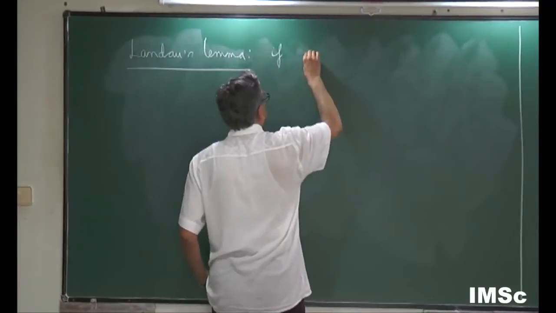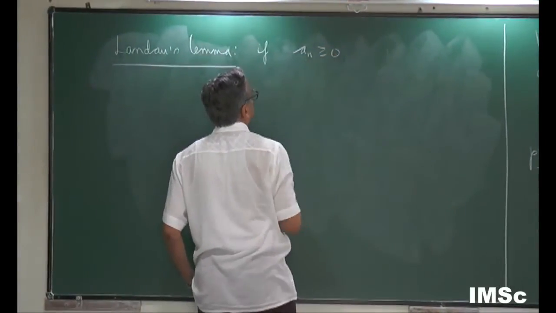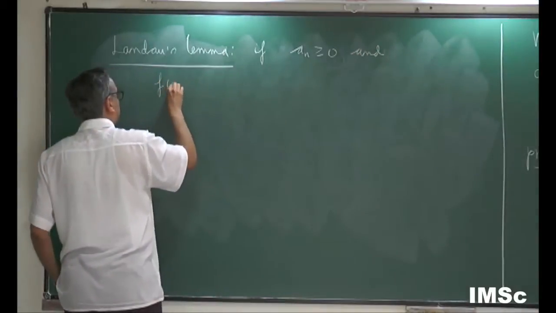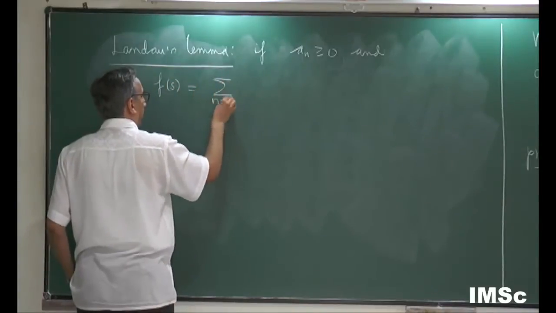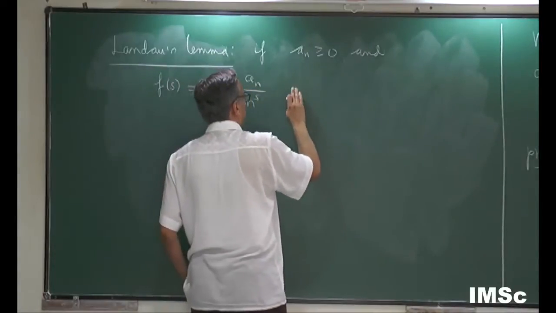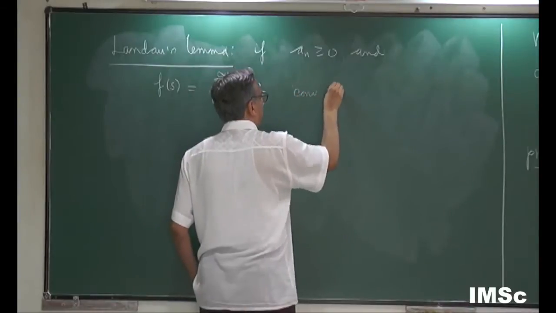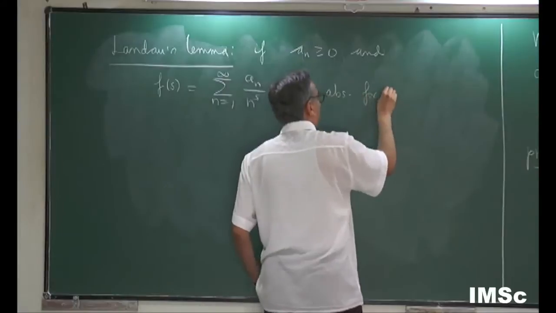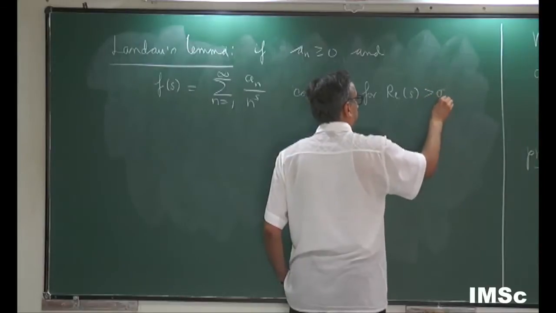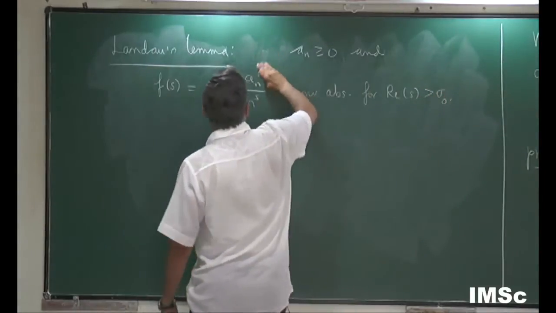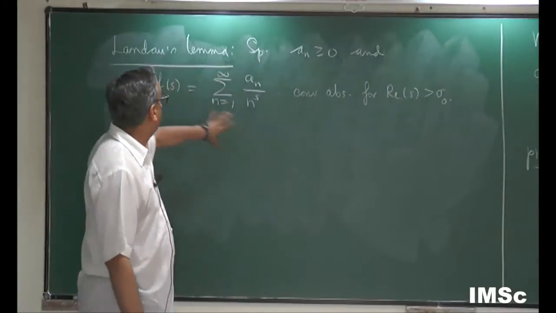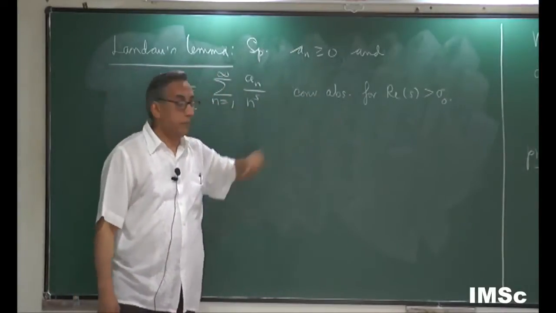So maybe I shouldn't say if, I should say suppose that the a sub n's are non-negative numbers, and that the Dirichlet series f of s converges absolutely for real part s bigger than sigma naught.